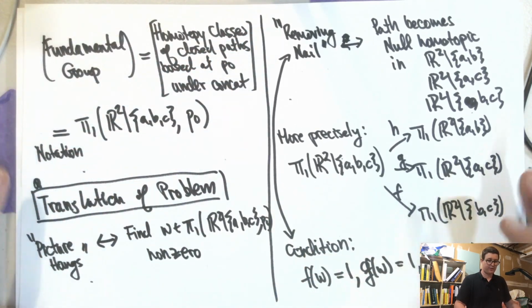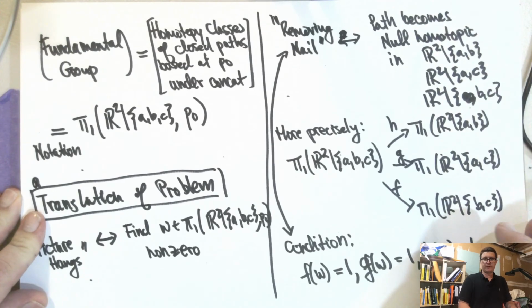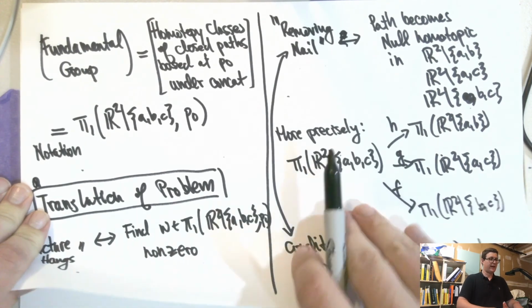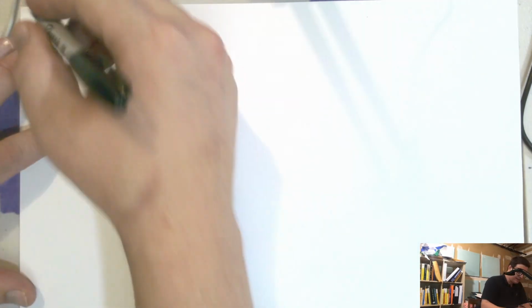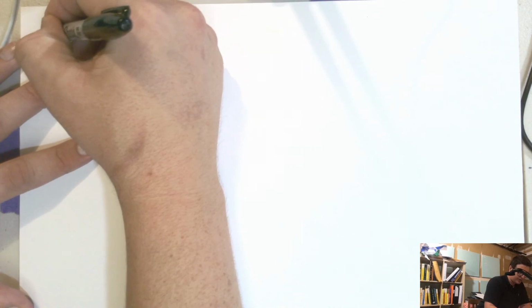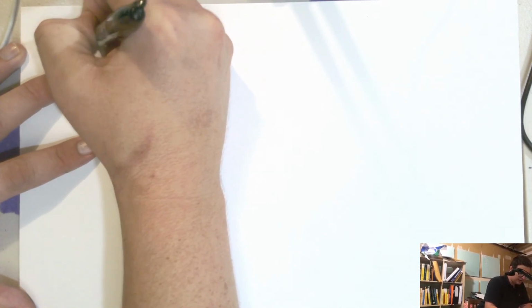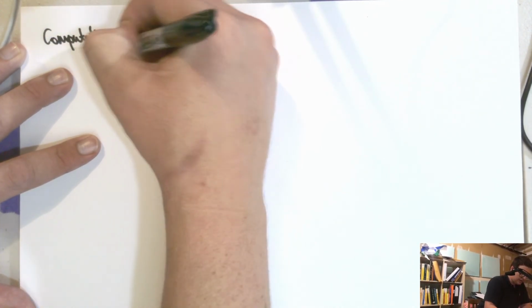So we have the translation of the problem, and now we need to figure out what these groups are. This is kind of the computation of the fundamental group.